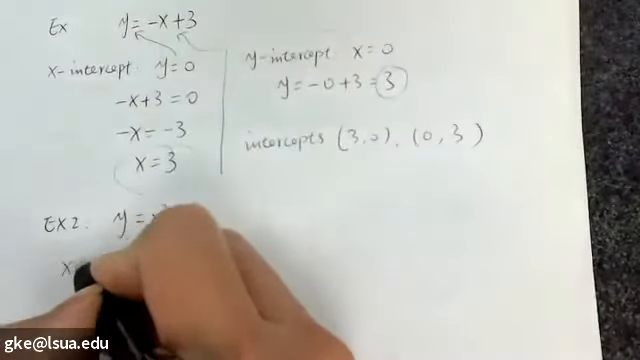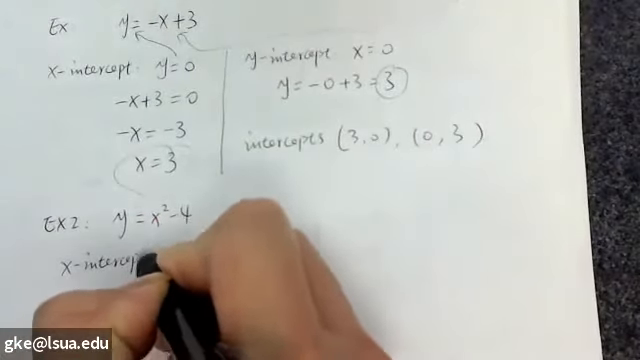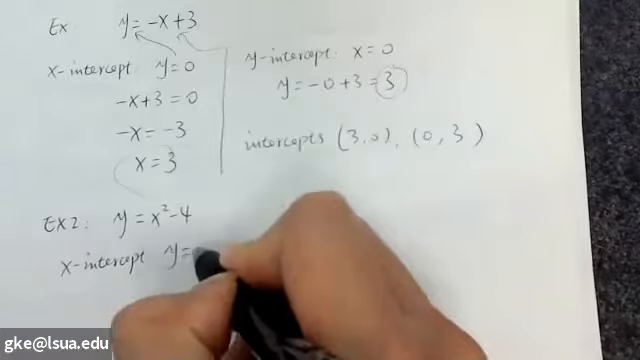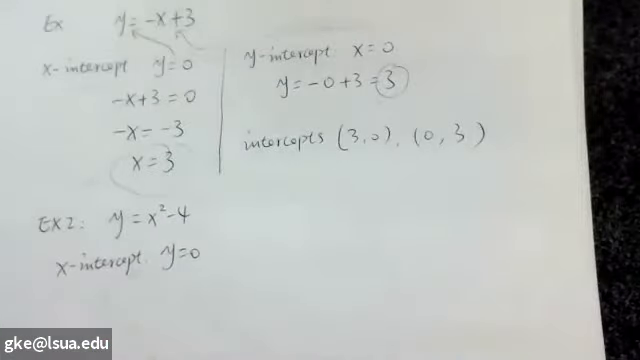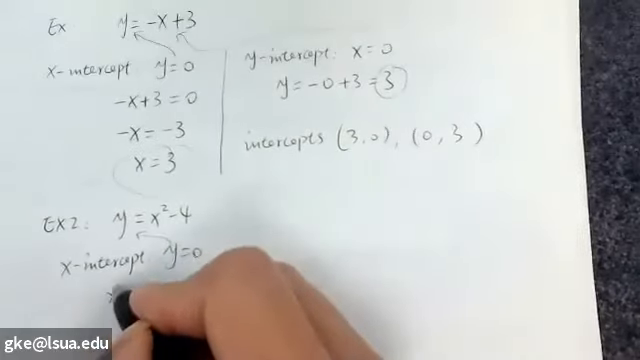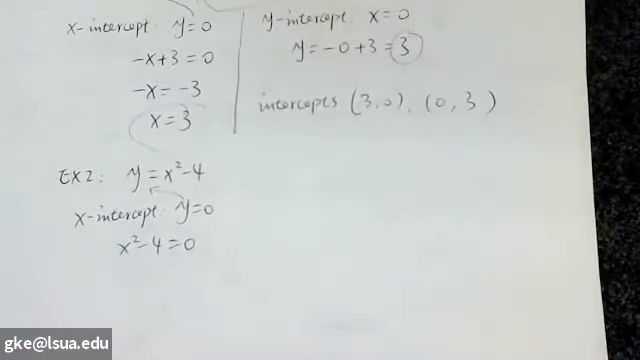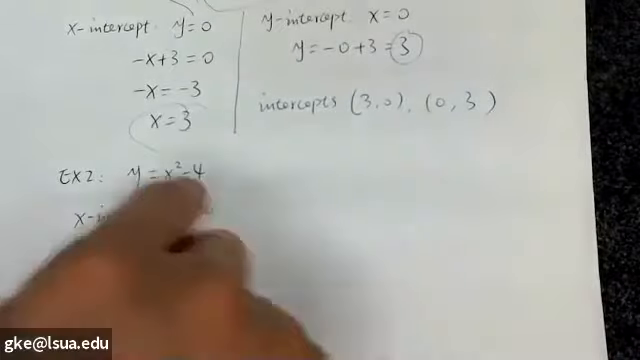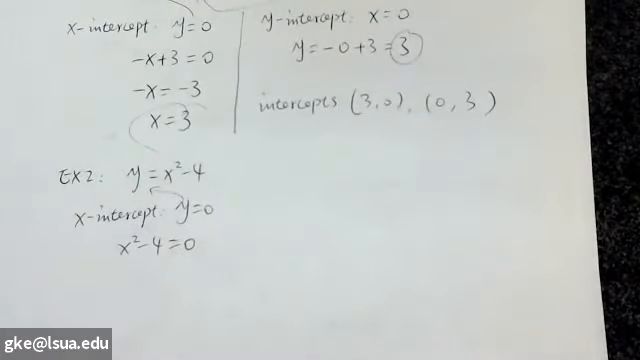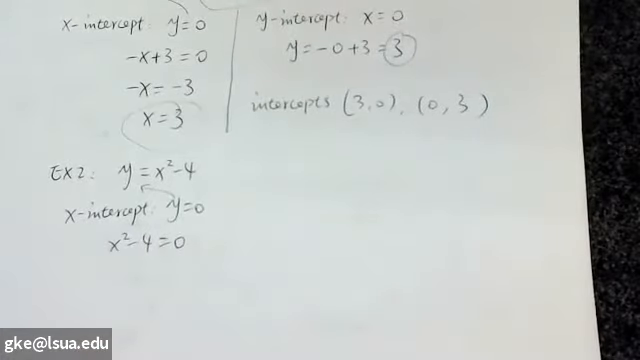For the x-intercept, we just let y equals 0, and plug in. Now my question is: after we plug in y equals 0, the function becomes x squared minus 4 equals 0. How to solve it? That's the quadratic equation we learned before. How do we solve this quadratic equation?